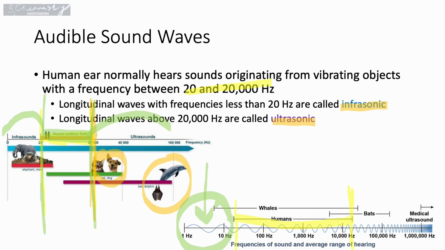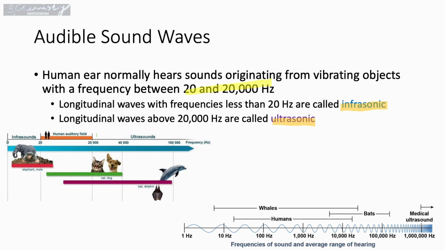Above 20,000 hertz is our ultrasonic, and you can see that the frequency is a lot higher. That's why when we say medical ultrasound, that just means that particular frequency is higher than what we can hear. It's in the region that is higher than what our human ear can normally hear.